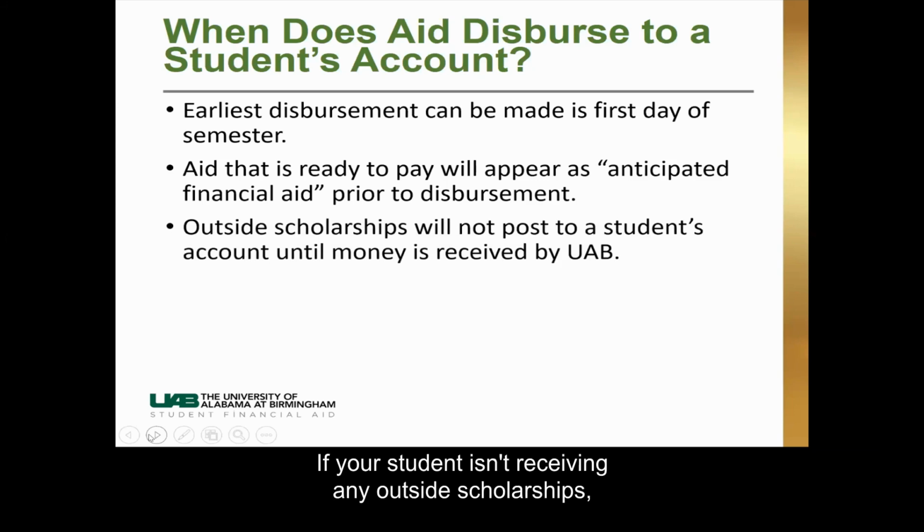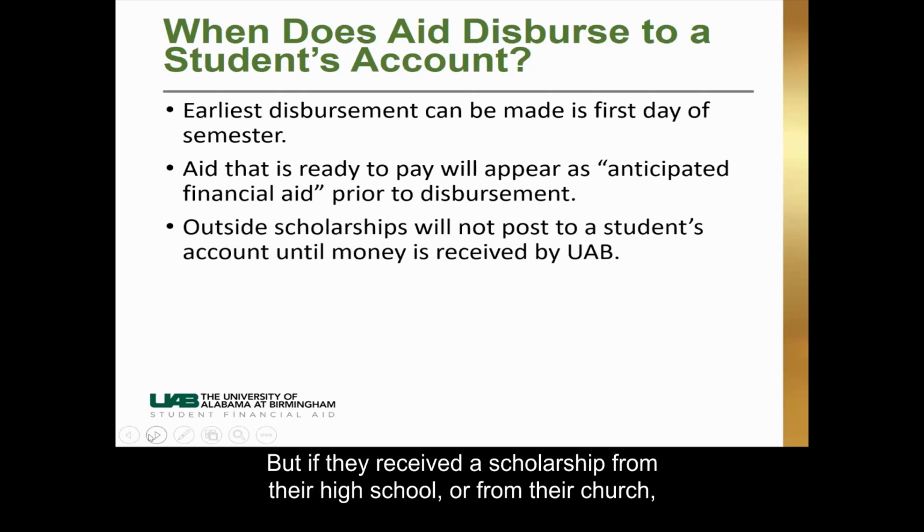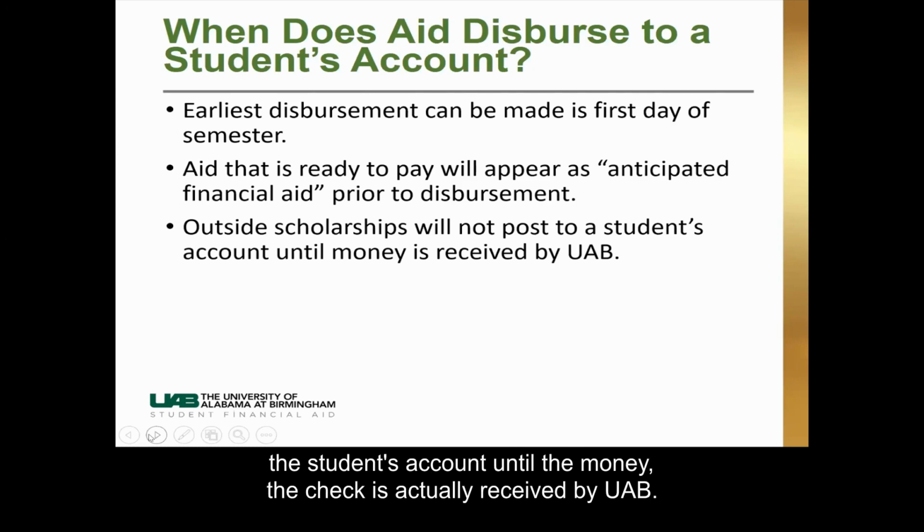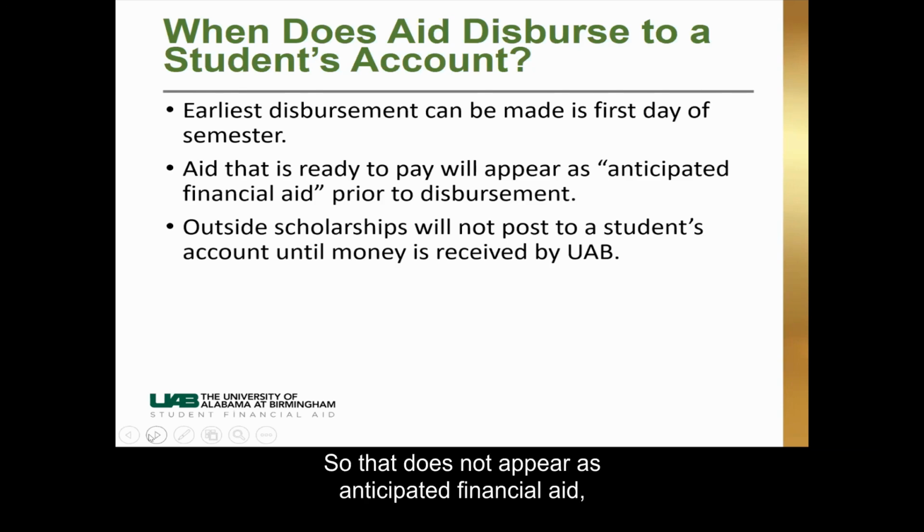If your student is receiving any outside scholarships, meaning scholarships that are not coming from UAB, but if they received a scholarship from their high school or from their church or anything like that that is outside of UAB, those scholarships do not post towards the student's account until the money, the check, is actually received by UAB. So that does not appear as anticipated financial aid. It just posts as soon as we receive the check.